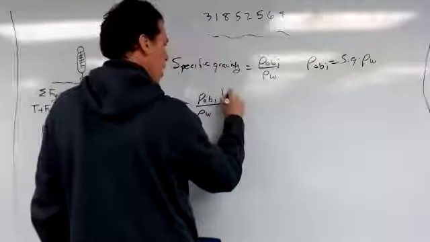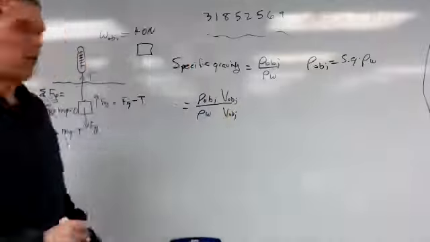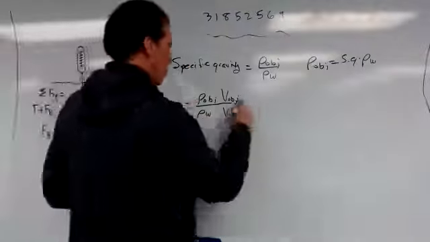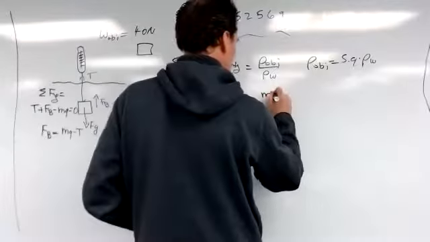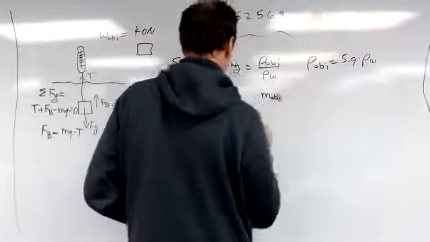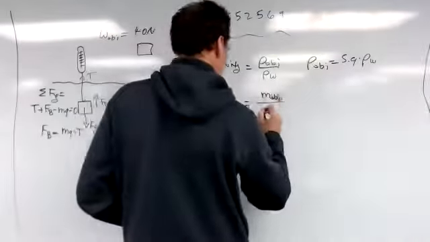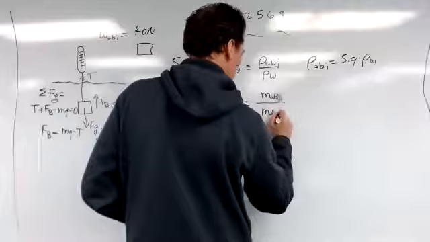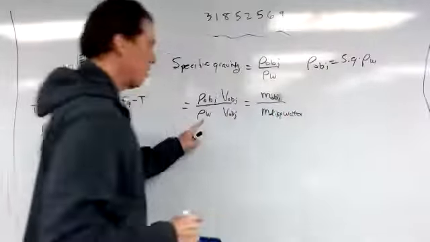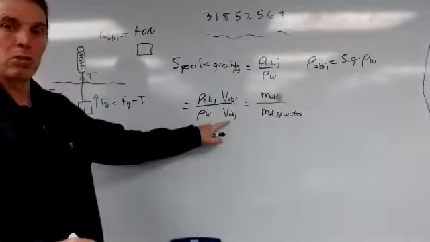I'm going to multiply the top and the bottom by the volume of the object. I'm just multiplying by 1. What I get on top is the mass of the object, and on the bottom is the mass of the displaced water. It's the density of water times the volume of the object. That's the mass of the water that's being displaced.